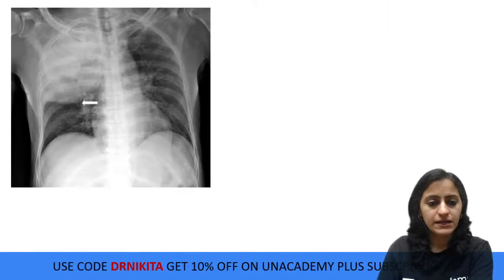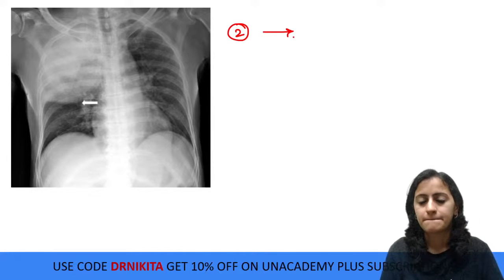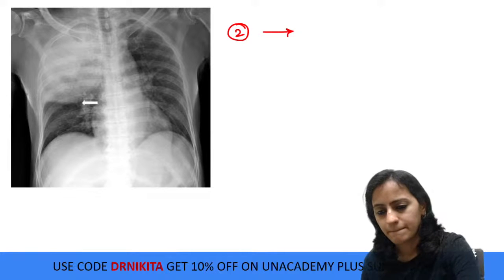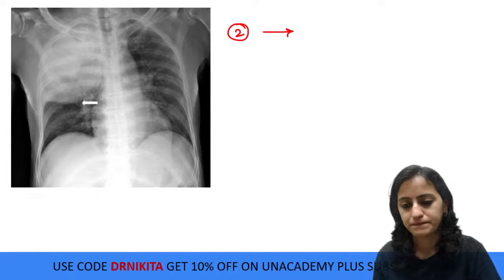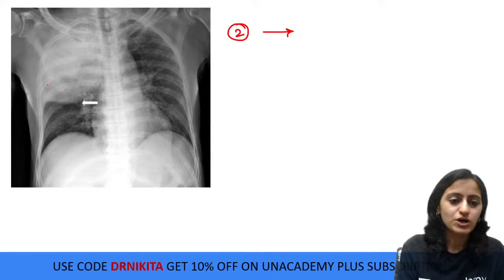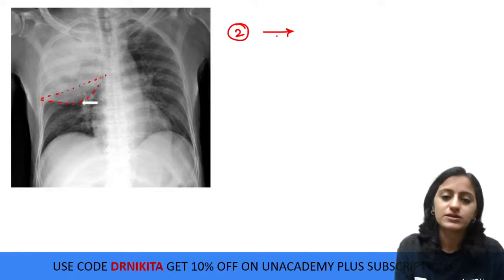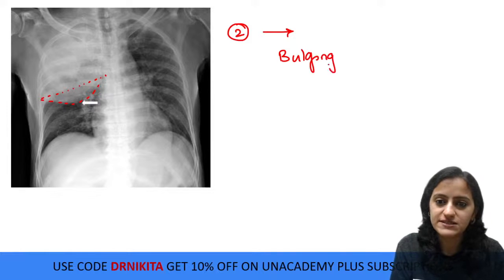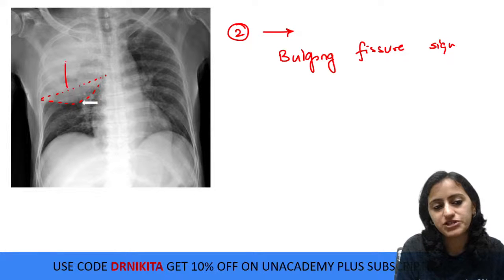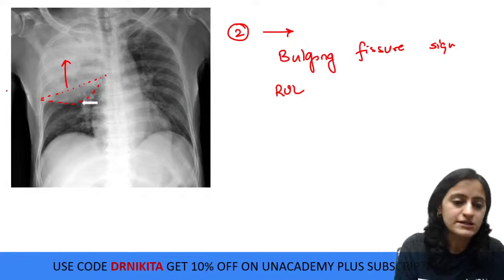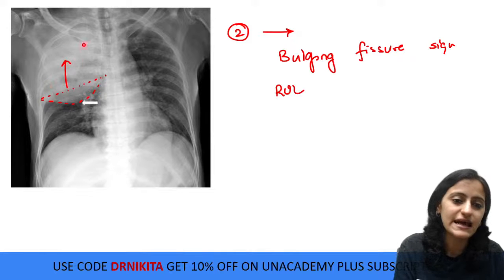Okay. Next one, what do we see here? This is the second sign here. What are we seeing here? Yes. So here we are seeing the horizontal fissure, which should be here. It is bulging down like this. So this is your bulging fissure sign, right? And above the horizontal fissure, we know it is the right upper lobe. So there is this opacity in the right upper lobe.